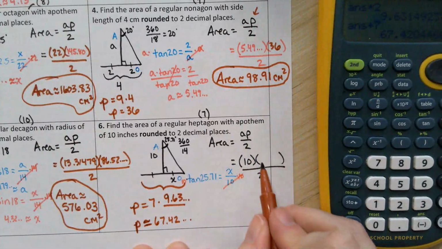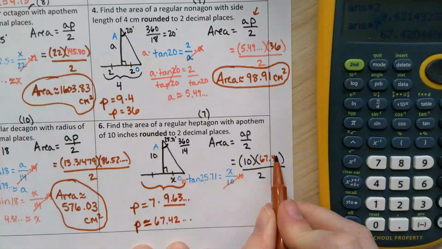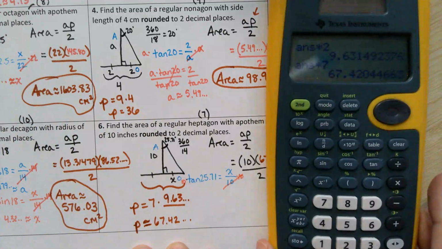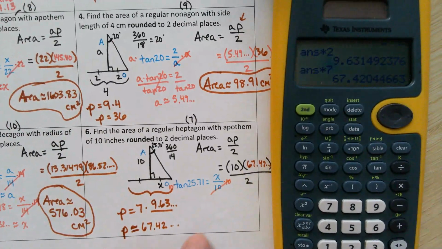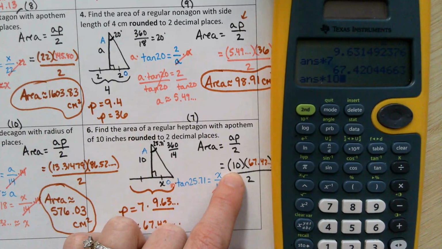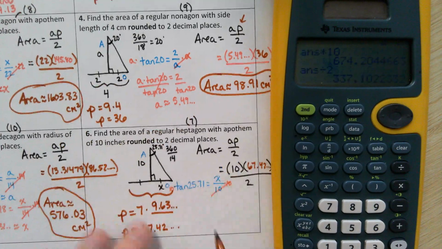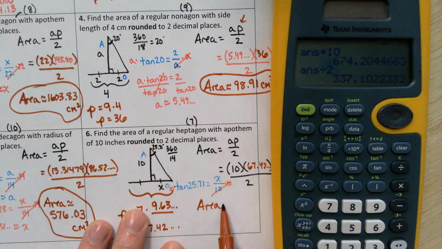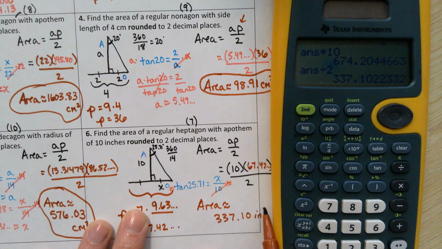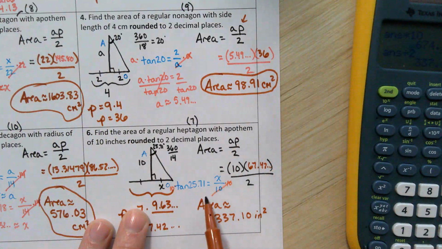I can pop over here and plug that in, which means I can take that number that's already sitting on my calculator, multiply it by 10, and divide it by 2 to finish out this area calculation. Get 337.10 square inches.